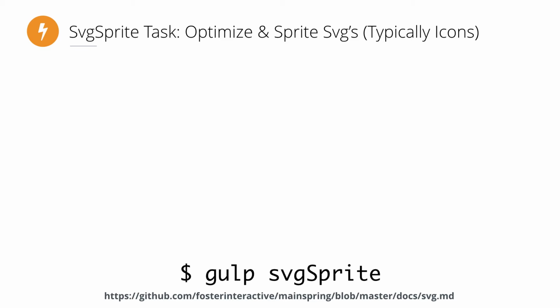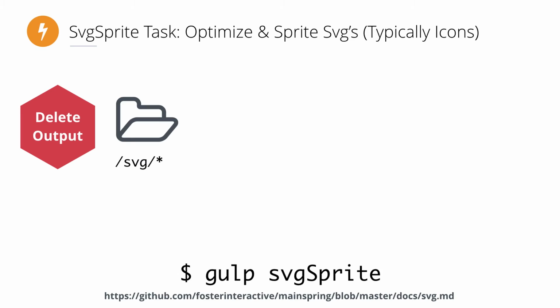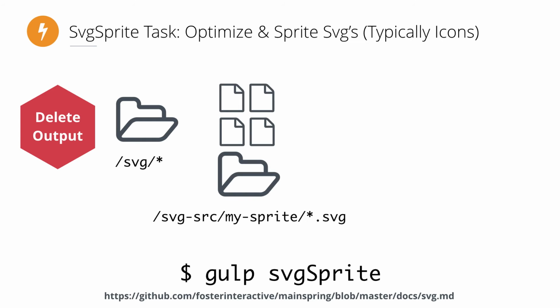So let's take a look at the SVG task. And this one's one of the more complicated ones. So the first step is when you run gulp svgSprite, it goes to your output folder and deletes everything, because we want to make sure that there's no garbage in there. That if you ended up deleting an icon from your set or renaming it, that guarantees that it doesn't make it into your sprite.